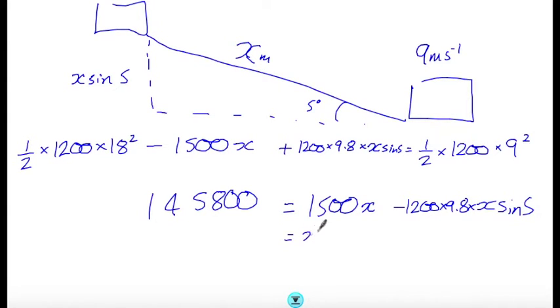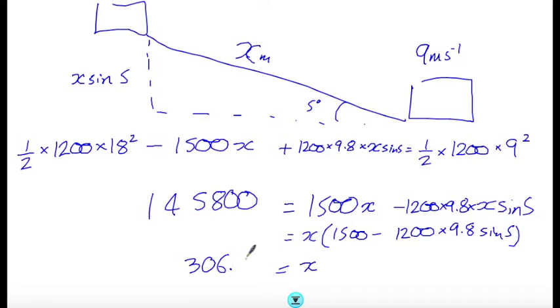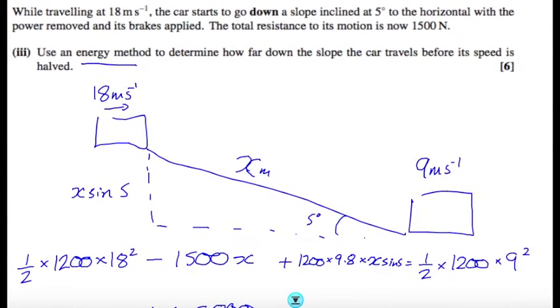So if I factorise out the x, I've got 1,500 minus 1,200 times 9.8 times sine 5. Check the calculator is in degrees. That is about 475x, but I'm going to keep the exact number in my calculator. So x will equal this divided by this: 145,800 divided by answer gives me 306.9 meters.